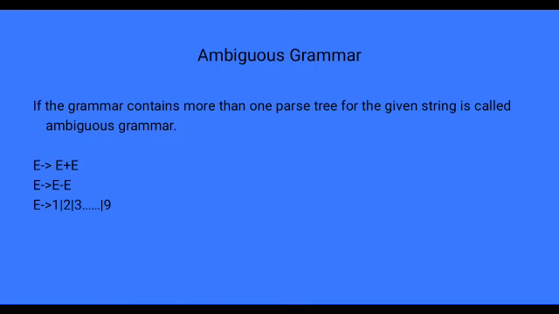And next one is the lexical analyzer. A lexical analyzer is the first phase of the compiler, also called linear analysis or scanning. In this phase, the stream of characters making up the source program is read from left to right and grouped into tokens, which are sequences of characters having collective meaning.